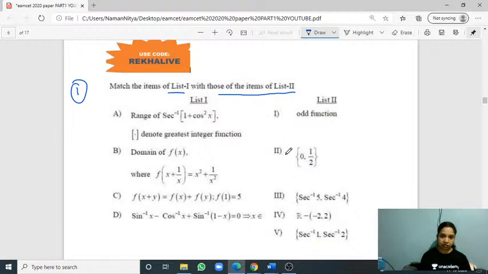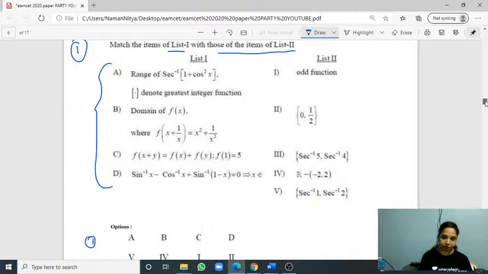So what is the range of secant inverse of 1 plus cos square x? This is the first question for today's class. So how to find the range? Let me discuss the first question. Here I will solve A, B, C, D, all 4 individually, and then we will see which option it matches.